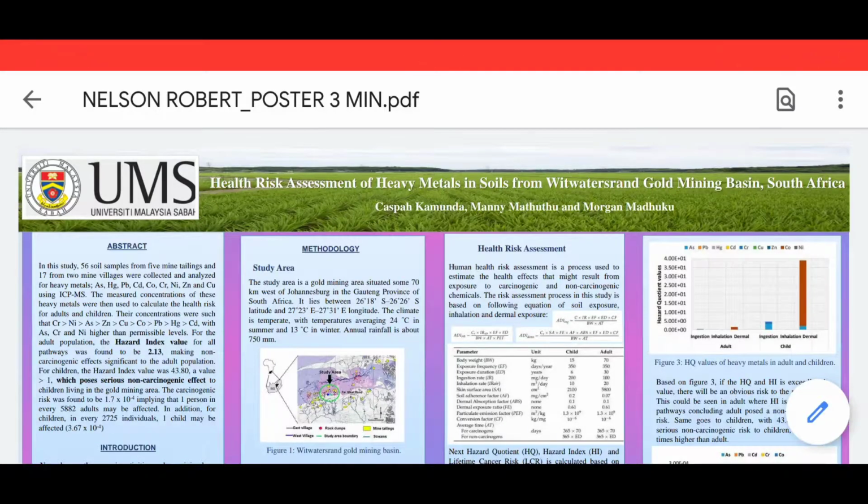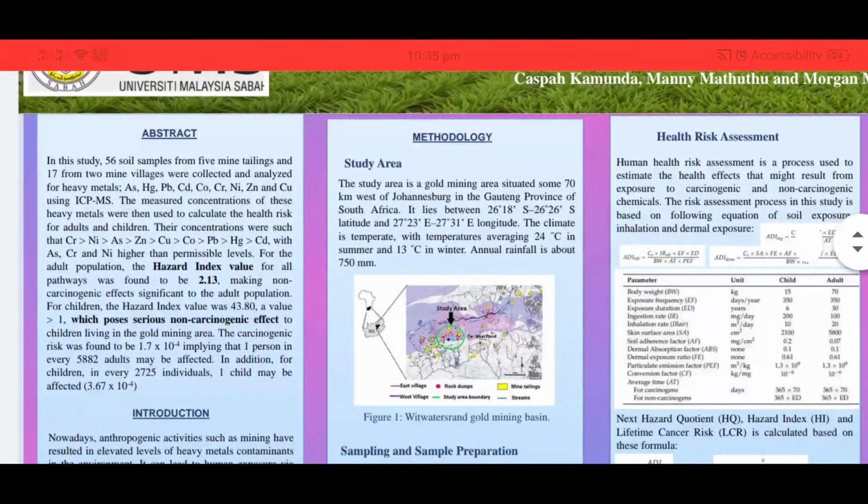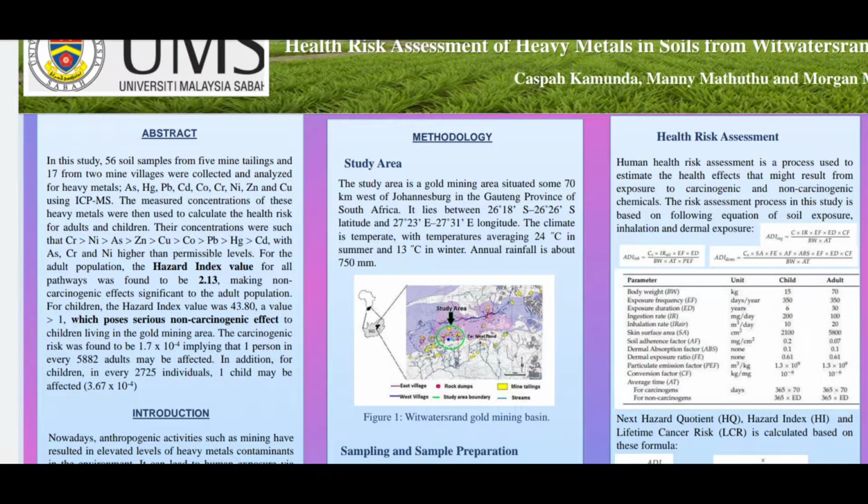Kamsha. I'm Nelson. I'm going to present about health risk assessment of heavy metals in soils from Witwatersrand Gold Mining Basin, South Africa by Kamunda et al. 2016. So basically this paper is about the health risk assessment, which consists of two parts. The first one is the non-carcinogenic assessment, which is indicated by hazard index value, and the second one is lifetime cancer risk assessment or carcinogenic assessment.